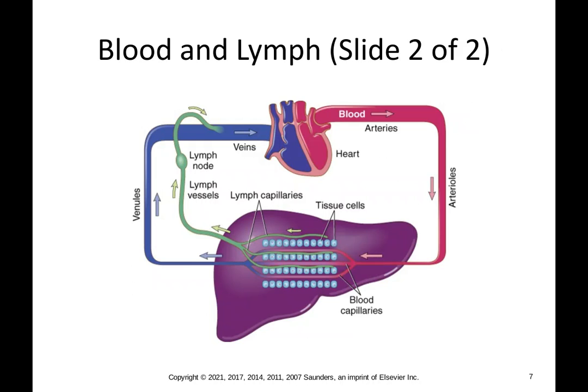So here's a larger illustration. Oxygen-rich blood coming out of the heart to the arteries, arterioles, down into the small blood capillaries, intertwined through the tissue cells with the lymph capillaries. Deoxygenated blood then goes into the venules and veins, right side of the heart. And the lymph vessels continue through the lymph node and then back into the veins.